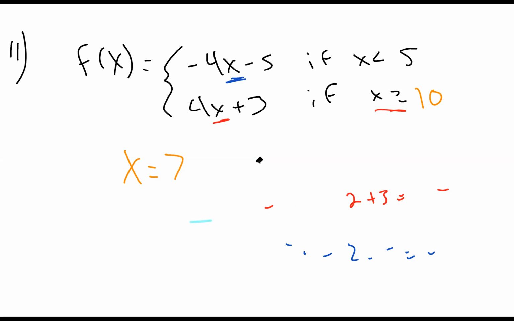and you're going to look at the top and say, okay, is 7 less than 5? No. And then you say, okay, well, it's not this guy. And then you say, okay, well, is 7 greater than or equal to 10? No. And so you're going to write undefined, just like that.